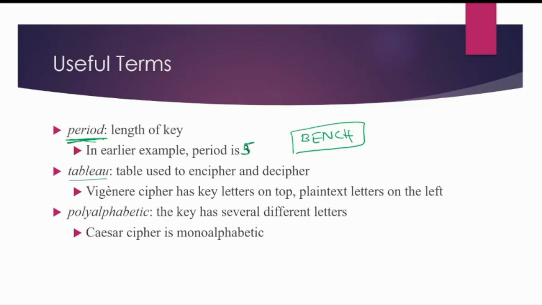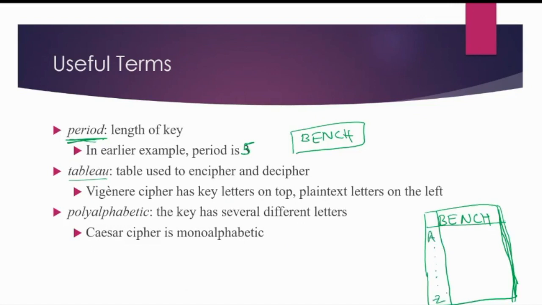Tabula recta: we have seen that there is a table which is helpful in encryption and decryption of Vigenere cipher. The top of the table has the key letters, whatever letters are present in the key, and the rows correspond to the different English alphabet, and each cell represents what the value will be if we shift A with the first letter of the key, right? So this is what we have seen. So tabula recta is the same table.